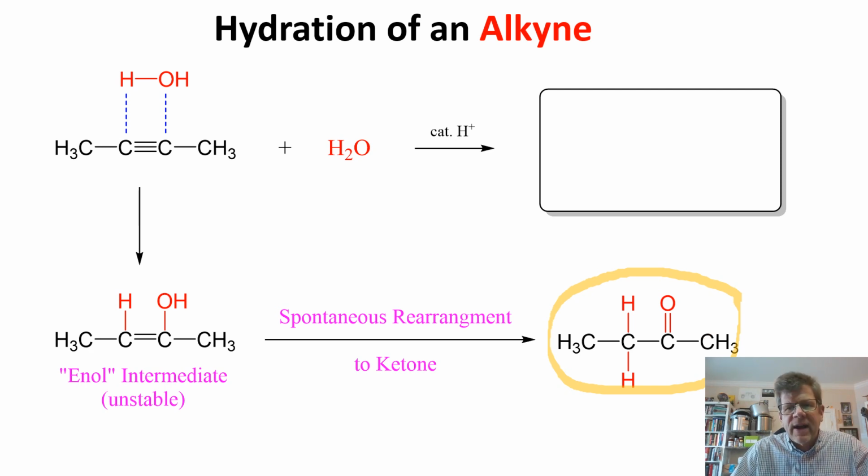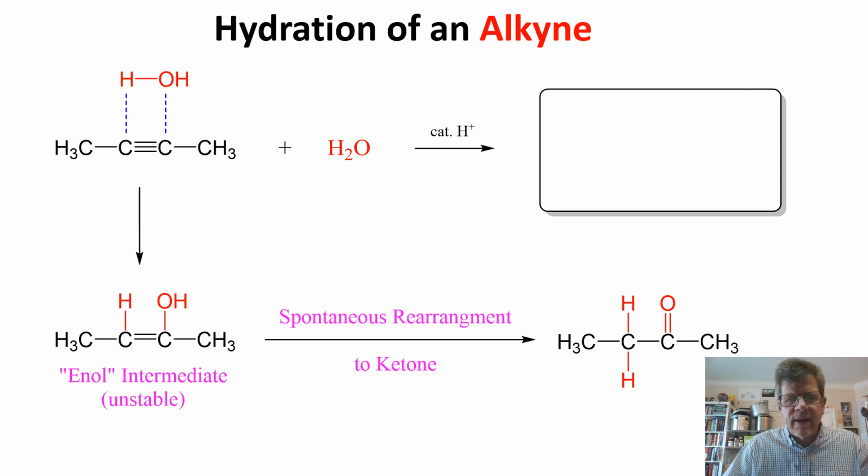And if you look at what exactly went on here, on the left-hand side, that double bond migrated up to between the carbon and the oxygen to give a carbon-oxygen double bond. And that hydrogen that was attached to the oxygen is rearranged to sit on that carbon. Again, that's kind of confusing, and it's a reason I don't necessarily like to show this, but this is indeed what happens when we hydrate an alkyne.